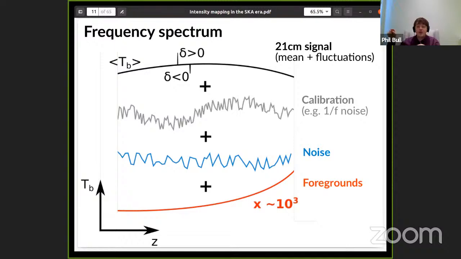It can vary with frequency, but it can also have some smoothness to it as well. It really depends on what telescope you're using. So what we need is some way of subtracting out all of this stuff and leaving only the up and down fluctuations due to the 21 centimeter signal. And if we can do that, we can make maps of the large-scale structure of the universe and do cosmology with them.